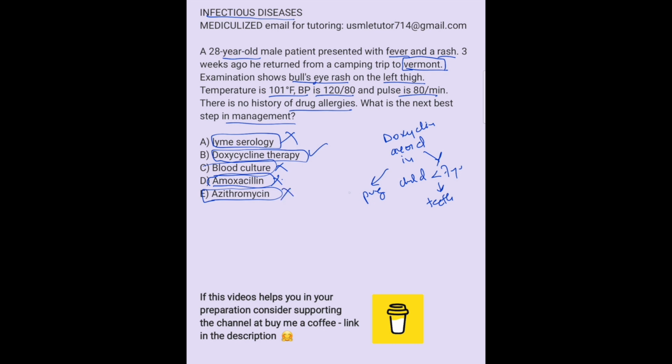So remember, whenever you have a typical scenario, and they give you this bullseye rash and the patient came from a Lyme endemic region, directly go with treatment. If they don't give you this, but the scenario is still typical and there is no rash, then go with Lyme serology.